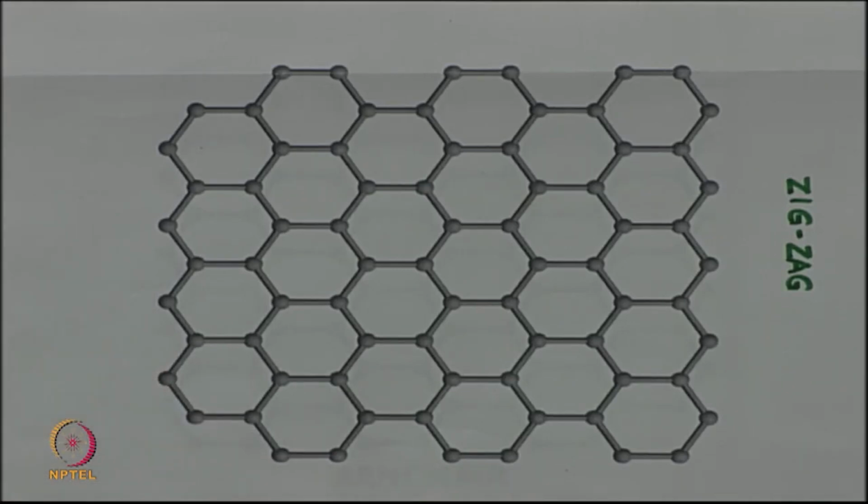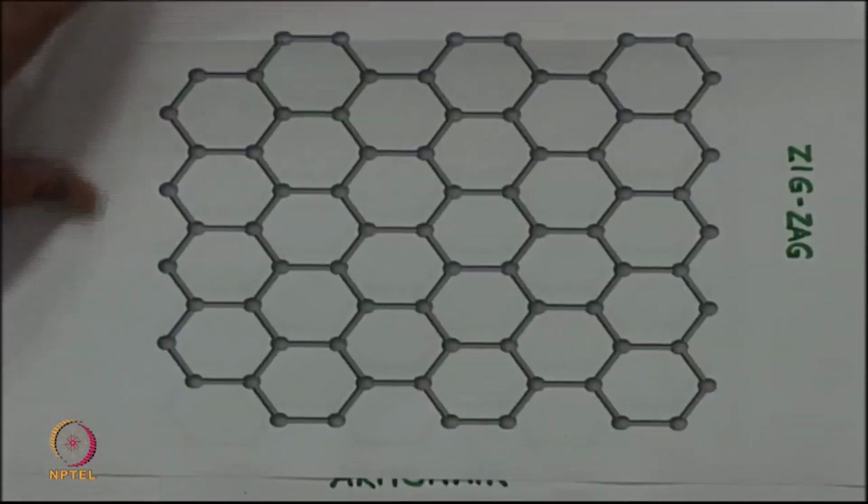I want to make a zigzag tube and show it to you. So, let me try to fold this. All I am trying to do is to bring the two edges together such that they meet coherently without leaving any gaps. If I can do that, then I have a nice carbon nanotube.